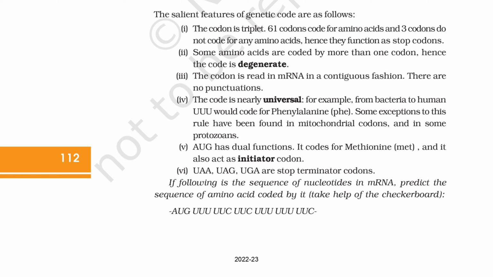5. AUG has dual functions. It codes for methionine, and it also acts as initiator codon. 6. UAA, UAG, UGA are stop terminator codons.